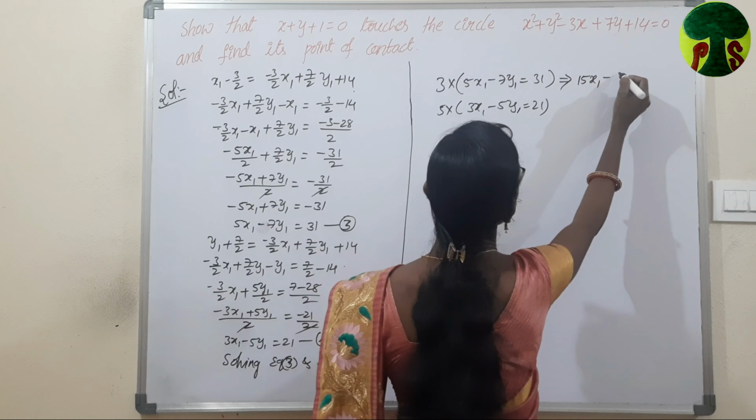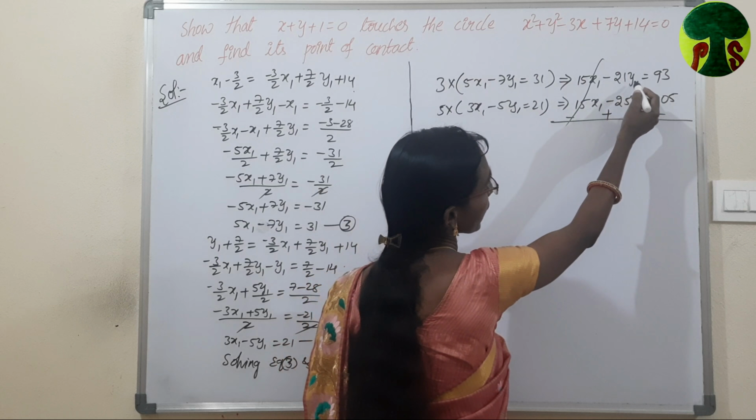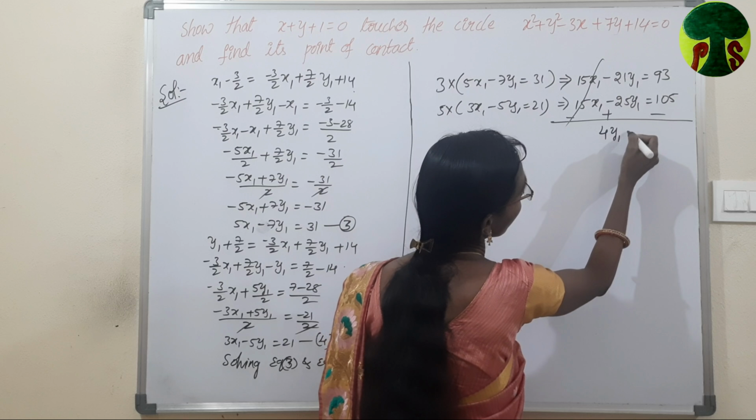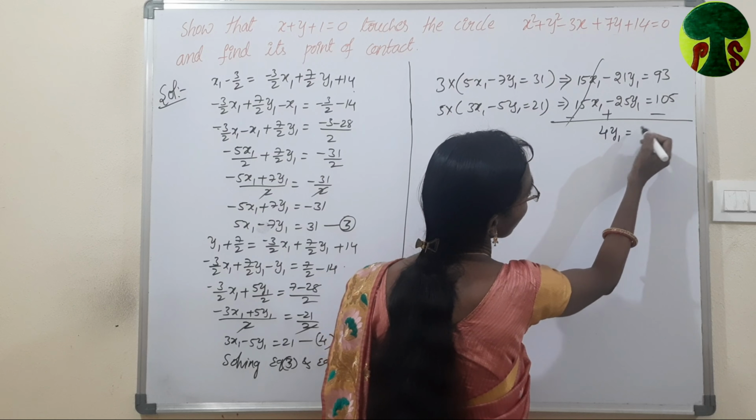and subtracting, minus into minus plus. 15x1 minus 15x1 gets cancelled, minus 21y1 plus 25y1. So we will get 4y1 is equals to minus 105 plus 93, means we have to subtract. So if you subtract 93 from 105, we will get 12, that is minus 12. So 4 ones, 4 threes. The value of y1 is minus 3.